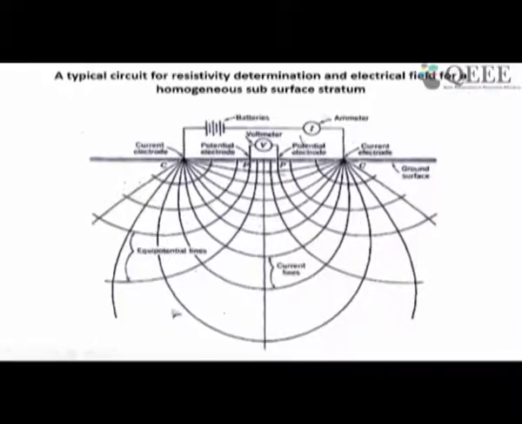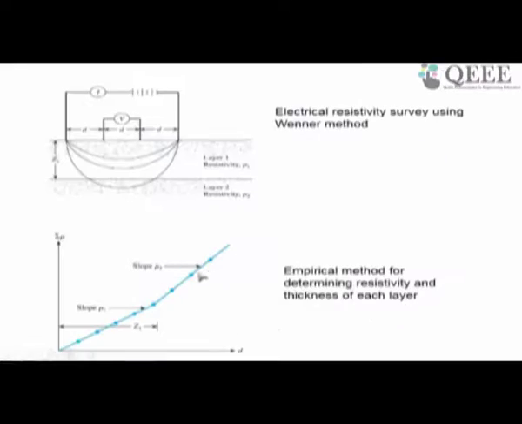So this particular field is basically for the homogeneous ground. If the ground is not homogeneous, and different layers are there, this field will change accordingly, and that has to be characterized.